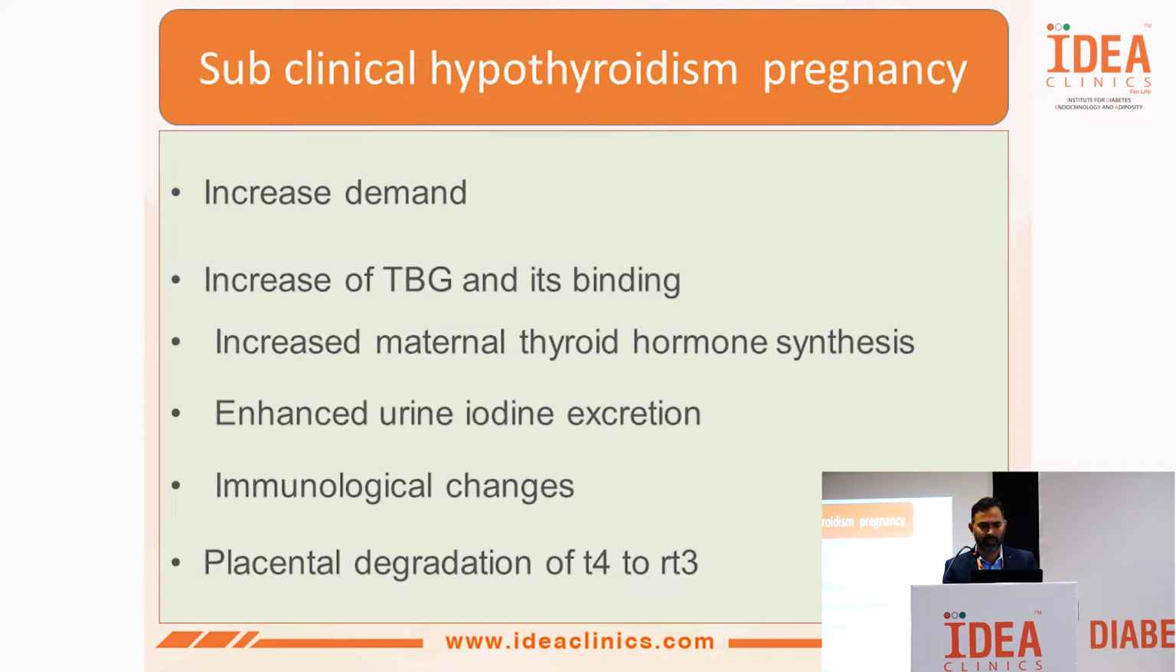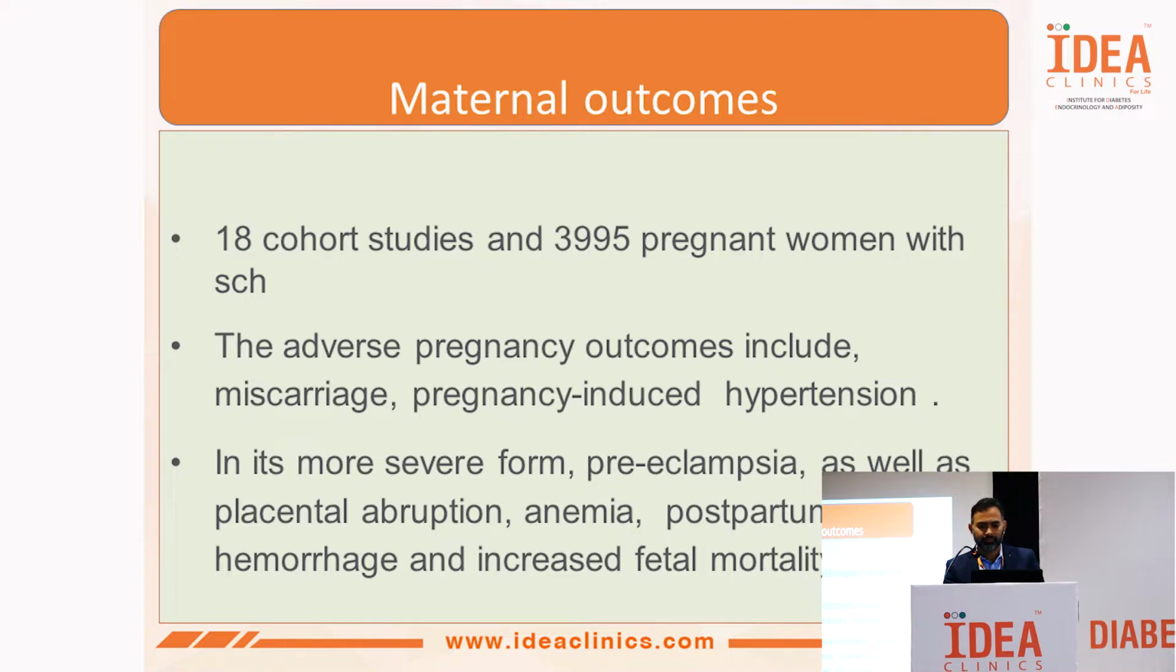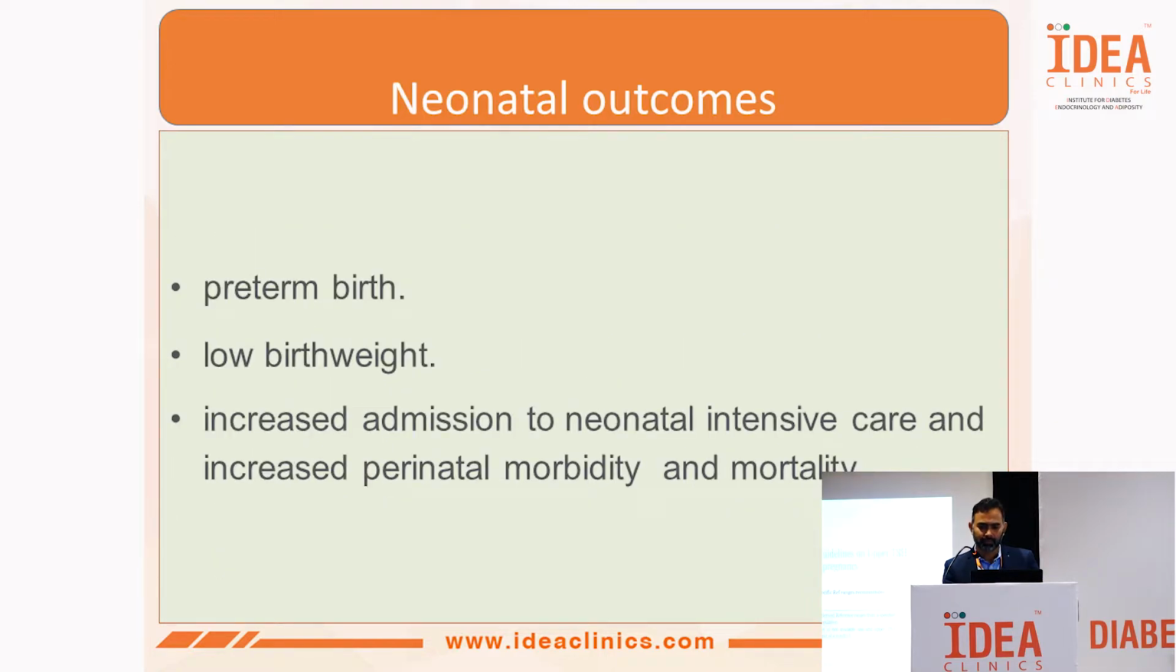In adults, same guidelines. In pregnancy, because there is increased demand and subclinical hypothyroidism can progress to overt hypothyroidism, there is an increased need to treat this condition. According to the ITS and FOGSI guidelines, the reason to treat is the adverse events, which are miscarriage, pregnancy-induced hypertension, preeclampsia, and many other maternal outcomes. In terms of neonatal outcomes, you have preterm birth, low birth weight, and increased admission to the neonatal unit.